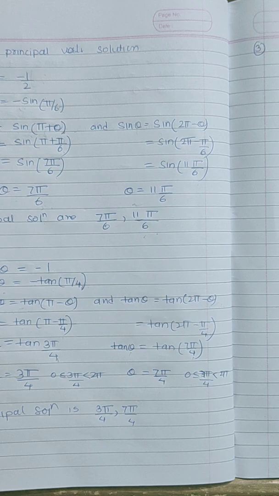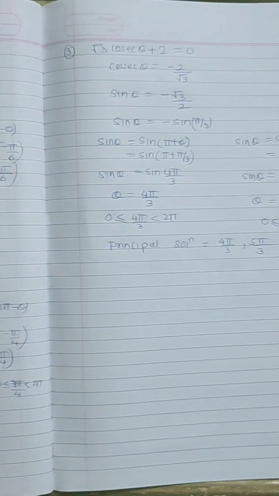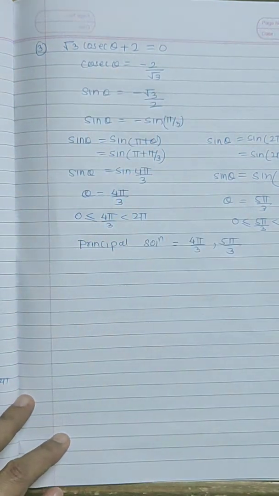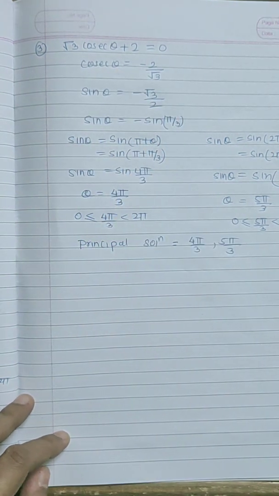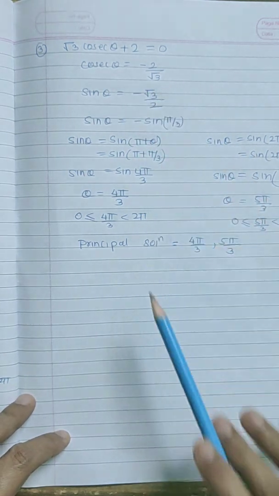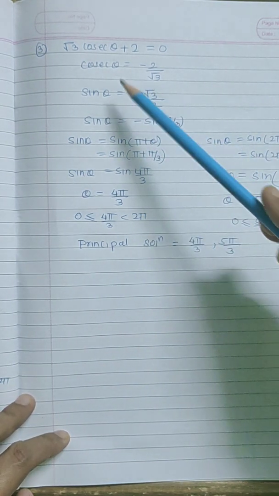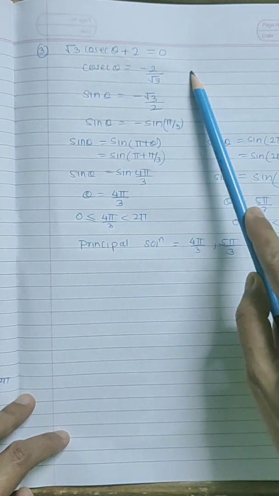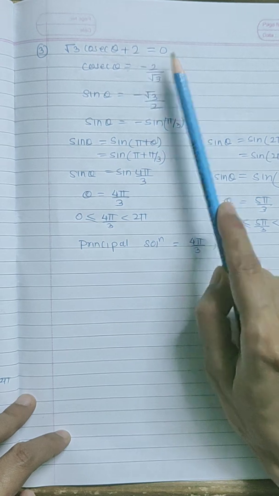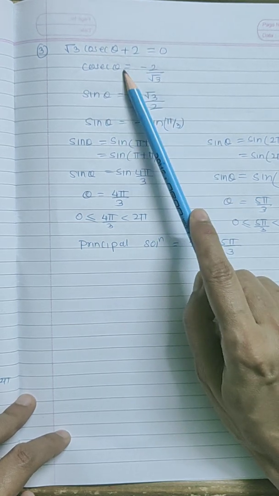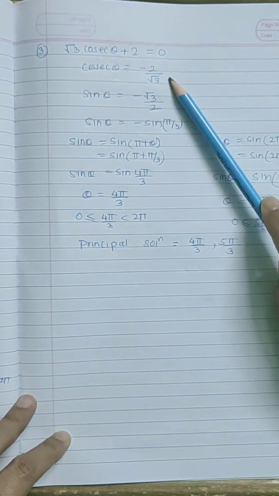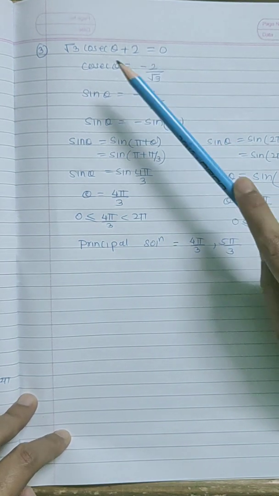Now in that only, see the third sum. See, this equation is given: root 3 cosec theta plus 2 is equal to 0. So same type of sum. What you have to do here is keep cosec theta on the left hand side and bring the other things to the right hand side. So first take this 2 to this side, it will become minus 2. Cosec theta is equal to minus 2 upon root 3, as root 3 will come here.